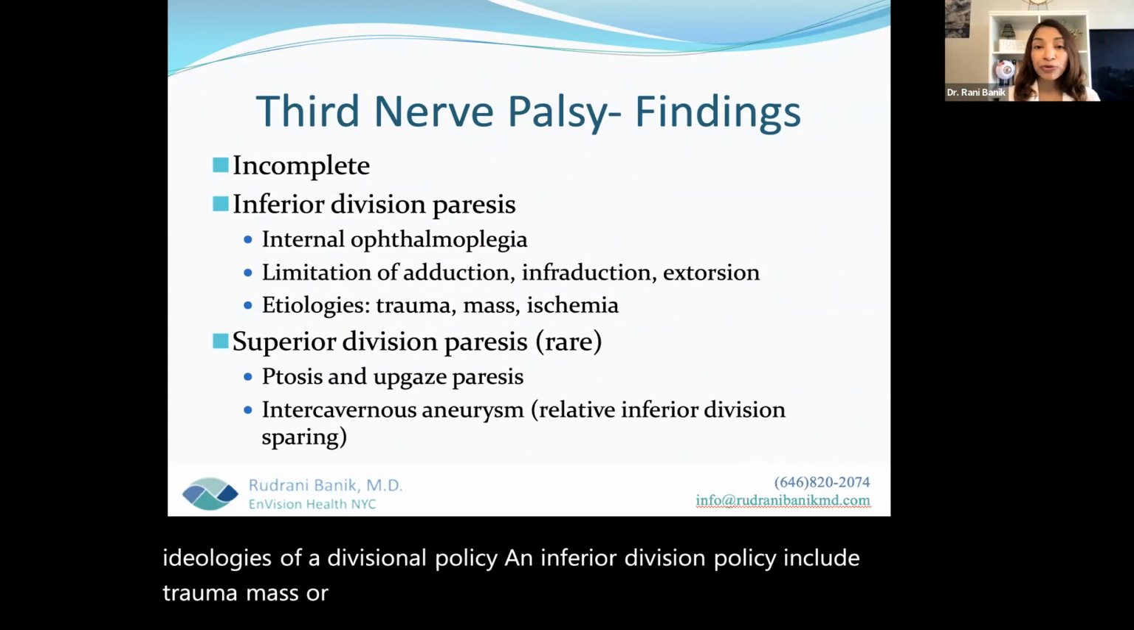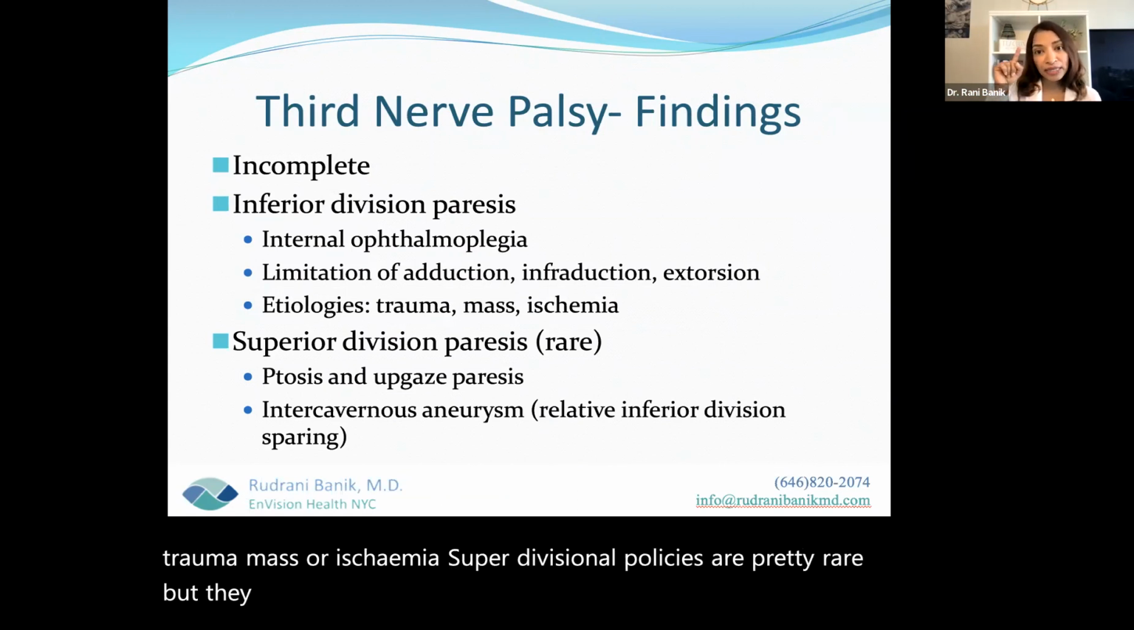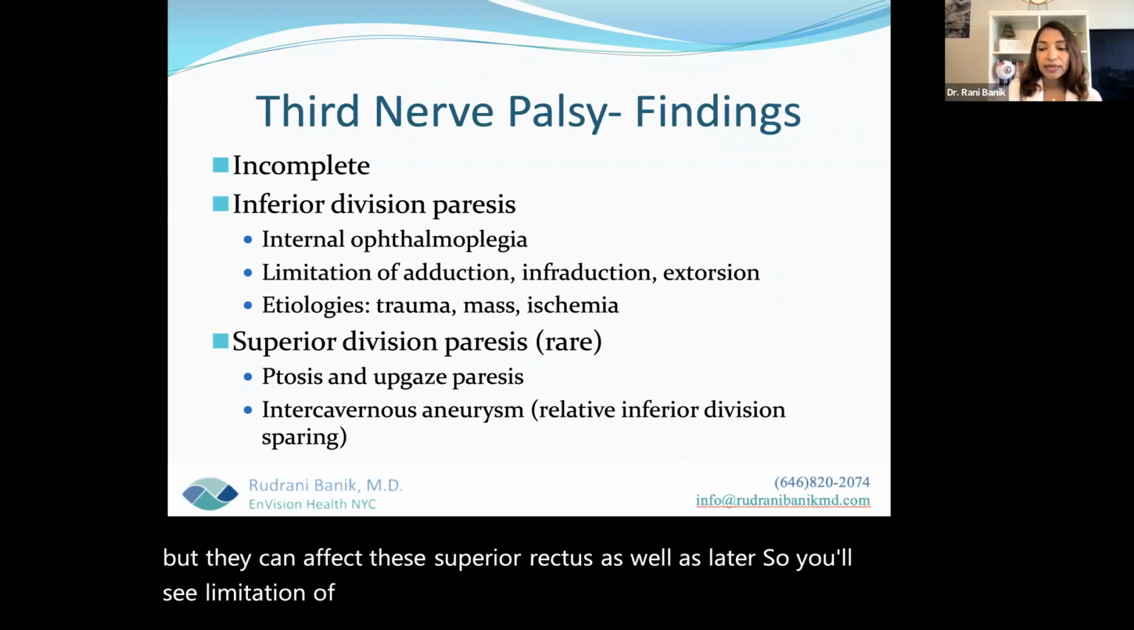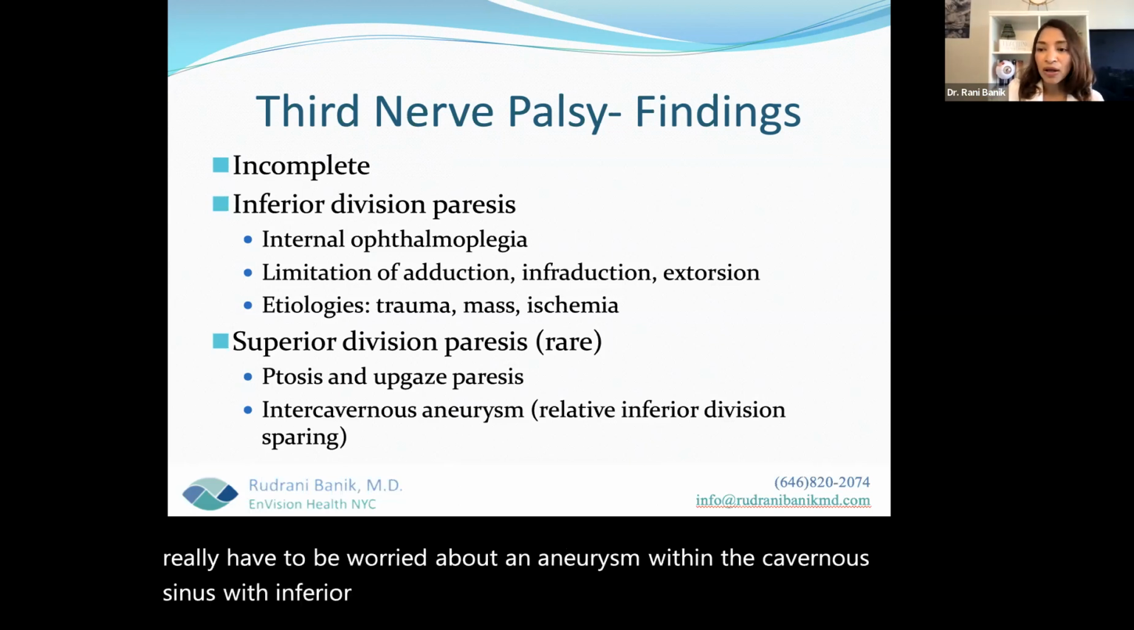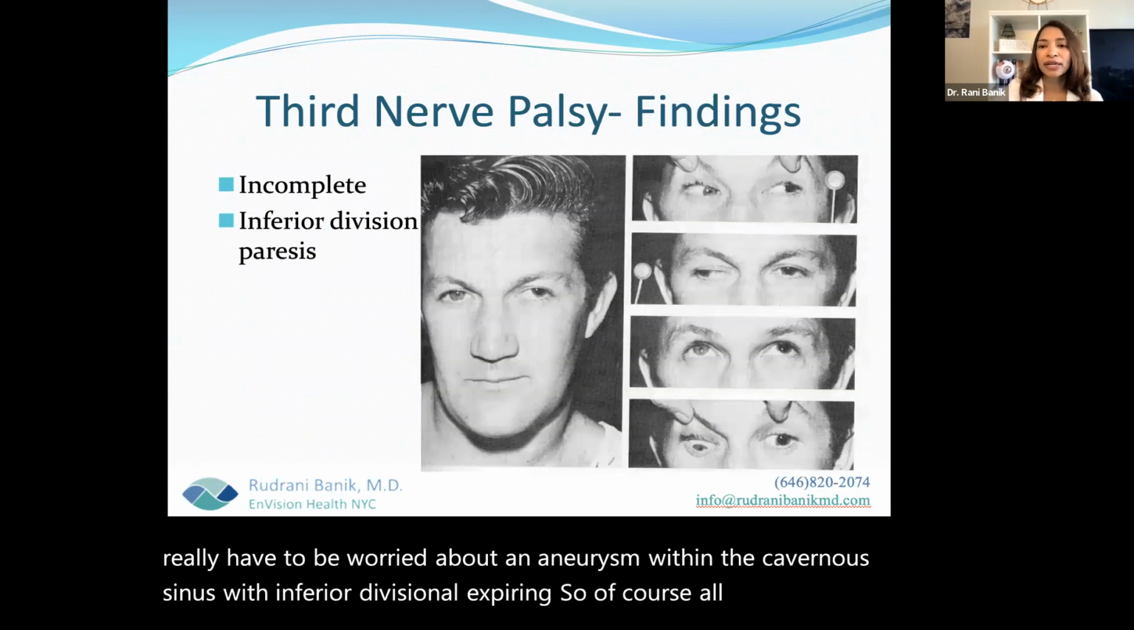Superior divisional palsies are pretty rare, but they can affect the superior rectus as well as levator. So you'll see limitation of upgaze and a ptosis. So whenever you see that, you really have to be worried about an aneurysm within the cavernous sinus with inferior divisional sparing. So of course, all these patients are going to get imaging. They're going to get a workup.